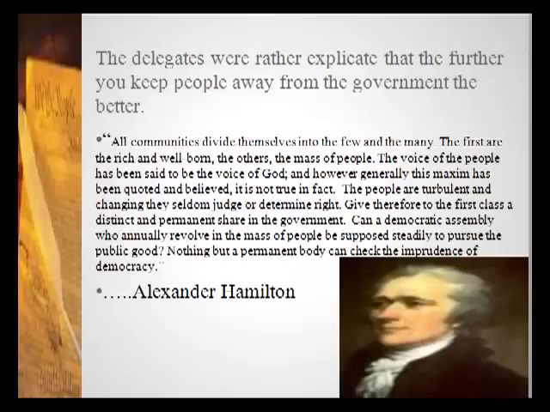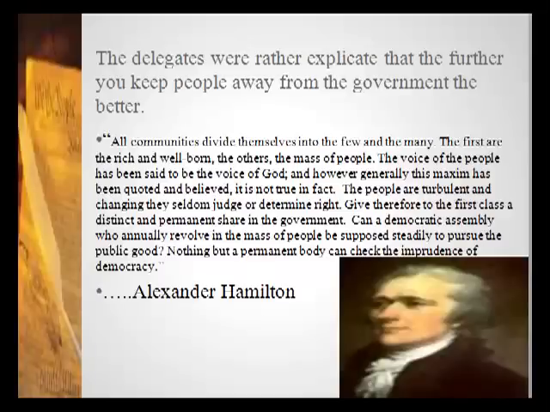Further concern, Alexander Hamilton, in considering and reflecting back on Shays' rebellion, and considering about what people were talking about when it came to certain liberties and who those applied to, said the following: all communities divide themselves into the few and the many. The first are the rich and the well-born. The others, the mass of the people.